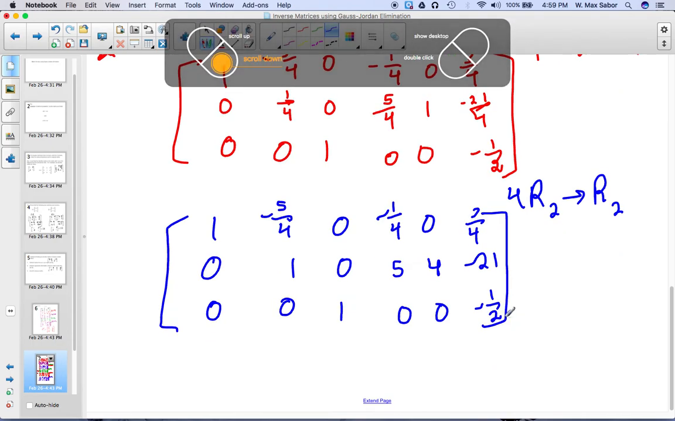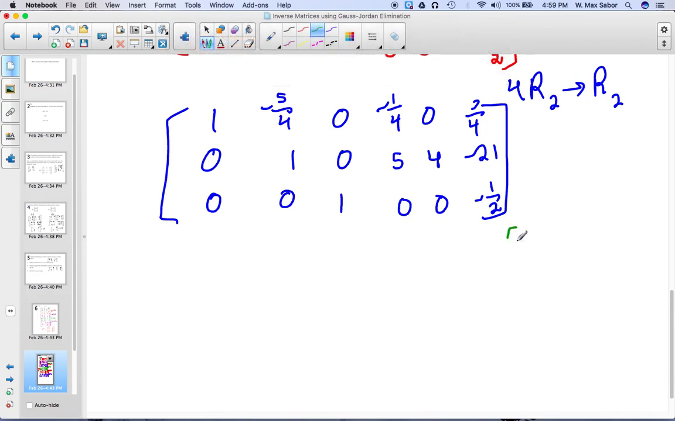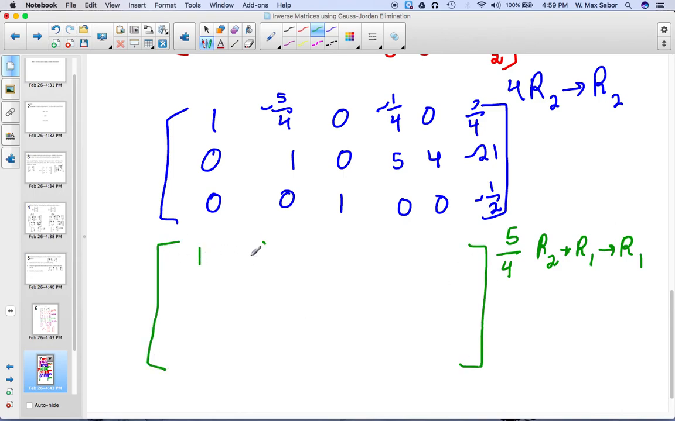And lastly, we can take 5/4 times the second row and add it to the first row. So 1, 0, 0. 5/4 times 5 is going to become 25/4, plus negative 1/4 becomes 24/4, or 6. 5/4 times 4 becomes 5. 5/4 times negative 21.